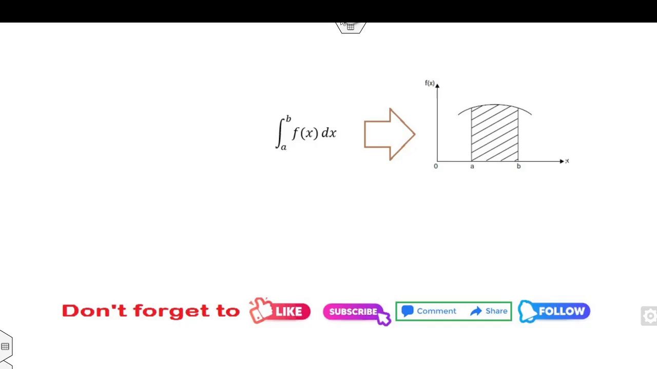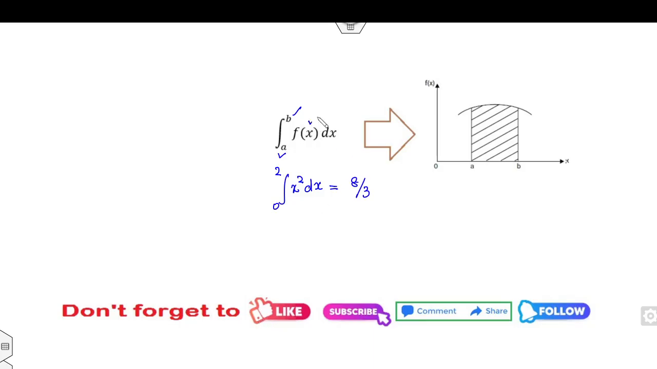Now, remember students, whenever you have the function f(x) and you want to integrate from a to b, the geometrical meaning is that you have to find the area under the curve. For example, you can easily find the integration of x square from 0 to 2, and you will get the answer 8/3.